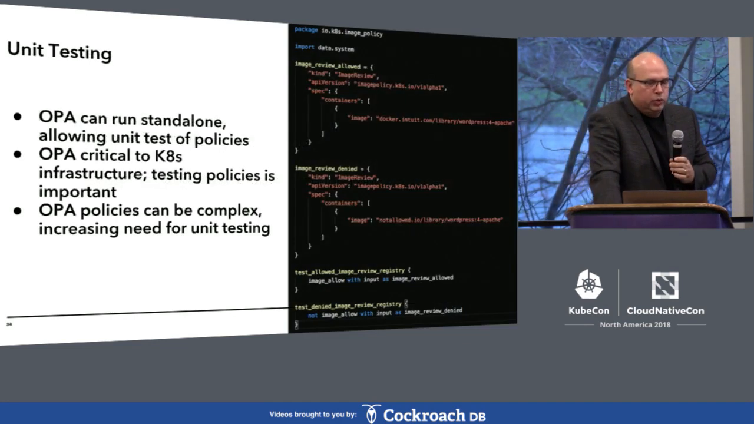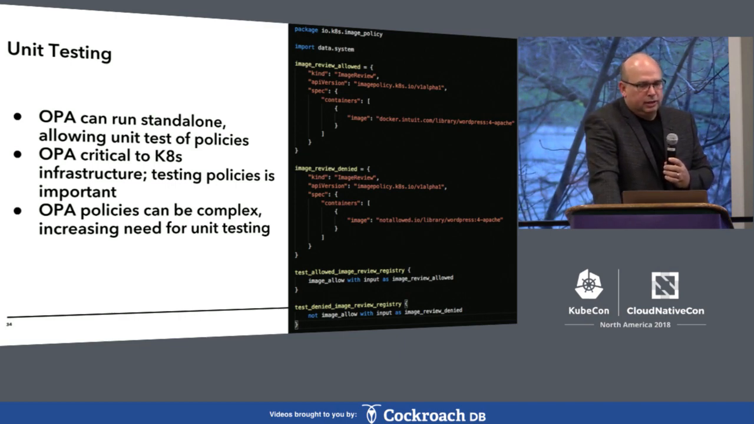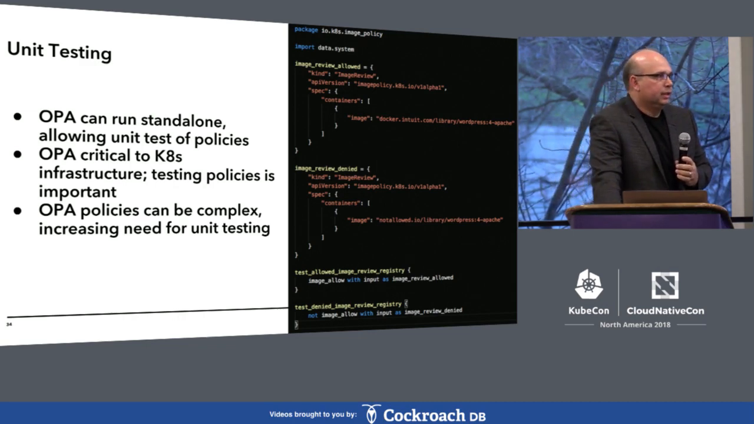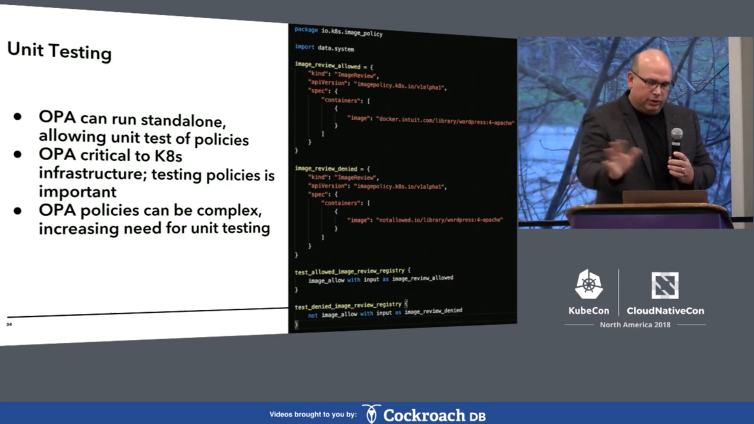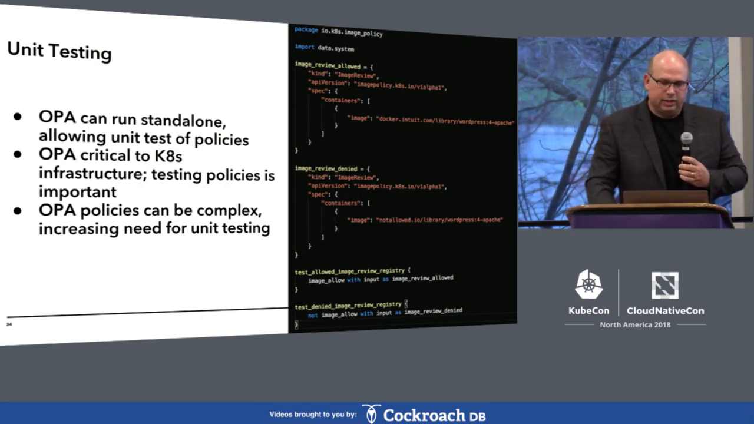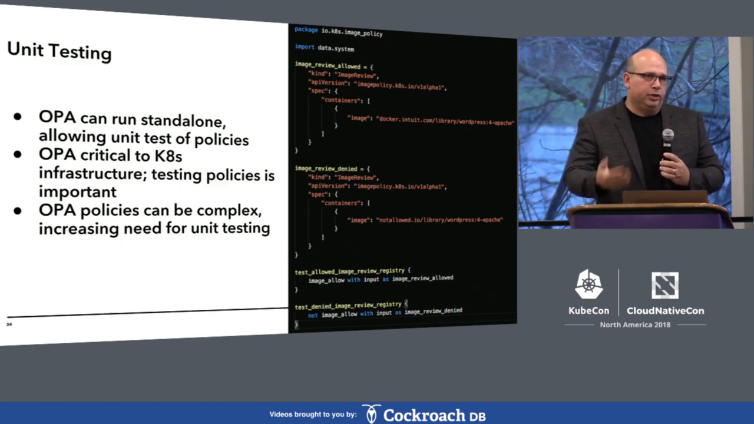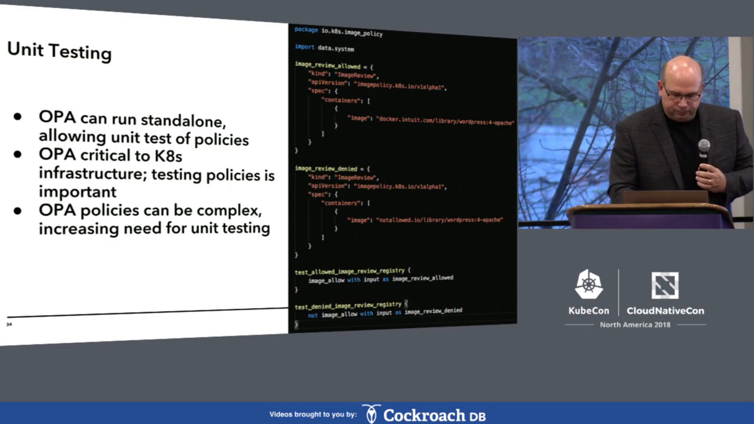The other thing I wanted to mention was unit testing. OPA can be run standalone, outside, as part of your CI system, and that allows us to do unit tests of policies. As OPA becomes more and more critical to our infrastructure, testing is very important, especially as the policies become complex. On the right side, there's an example of testing that use case of an allowed image versus a denied image.